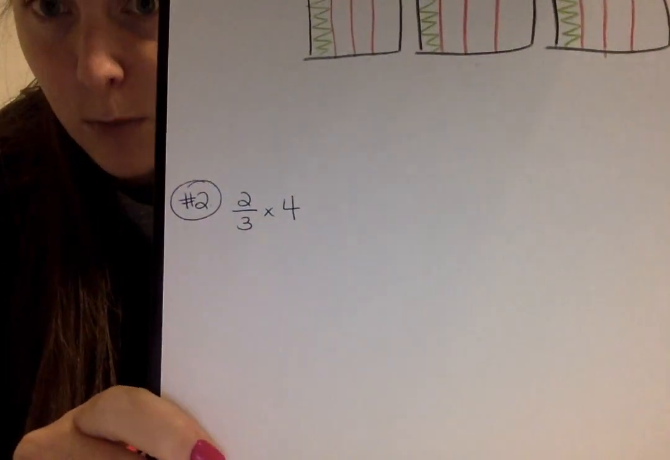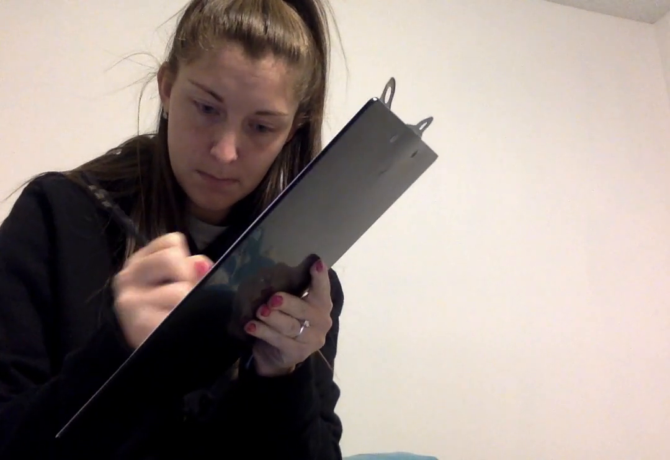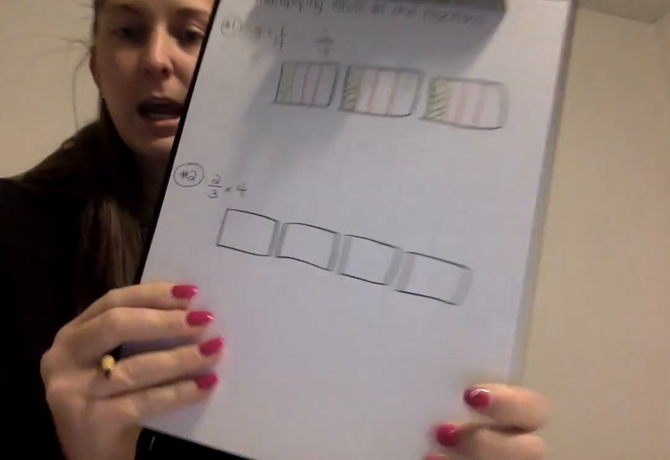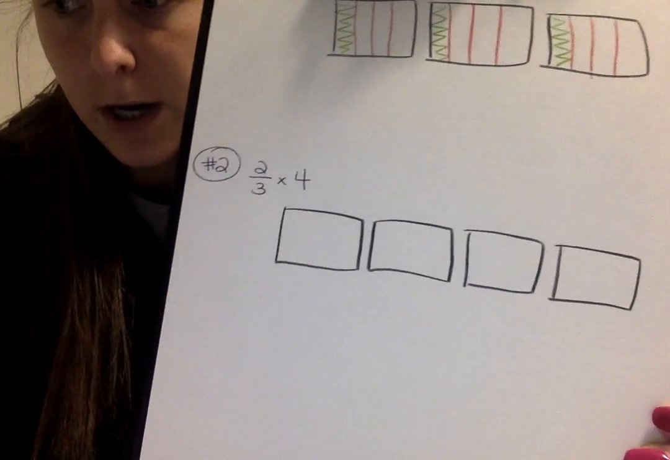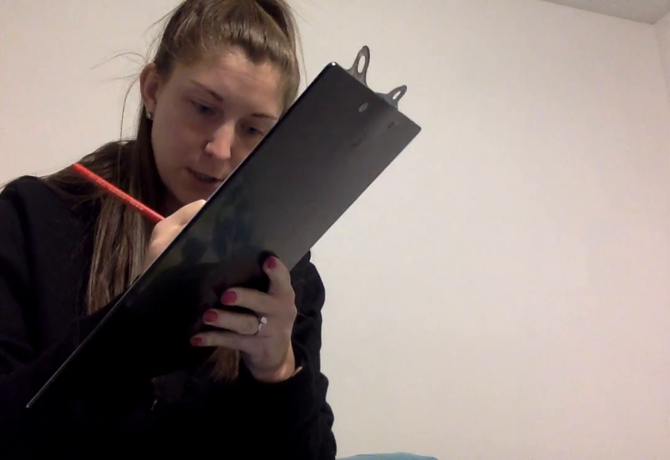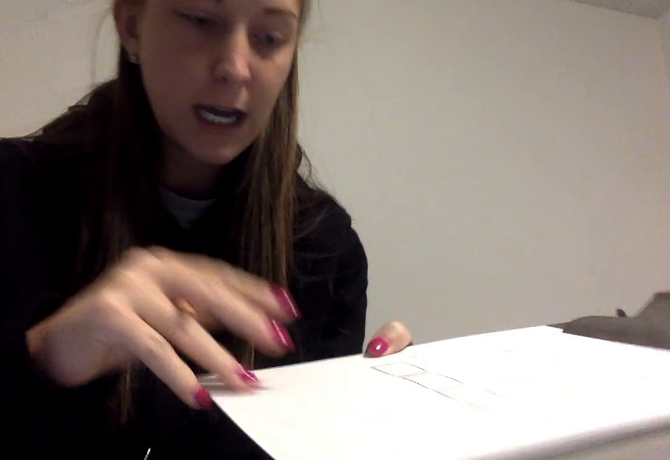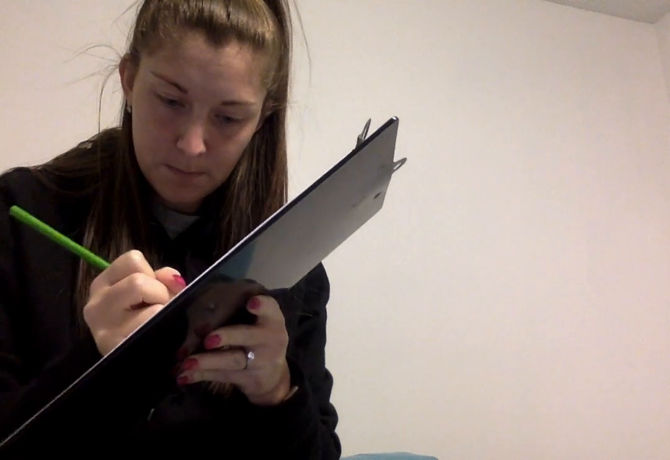If we look down here on the bottom one, I have 2/3 times 4. So again, got to start with my whole number, got to draw 4 rectangles. And how many pieces do I have to break each of those 4 rectangles up into? Right, I got to break them up into thirds. Fraction is 2/3, so I've got to break them up into thirds. And how many of those third pieces do I need to shade in? Well, I've got to shade in 2 out of the 3. Again, that's my fraction.